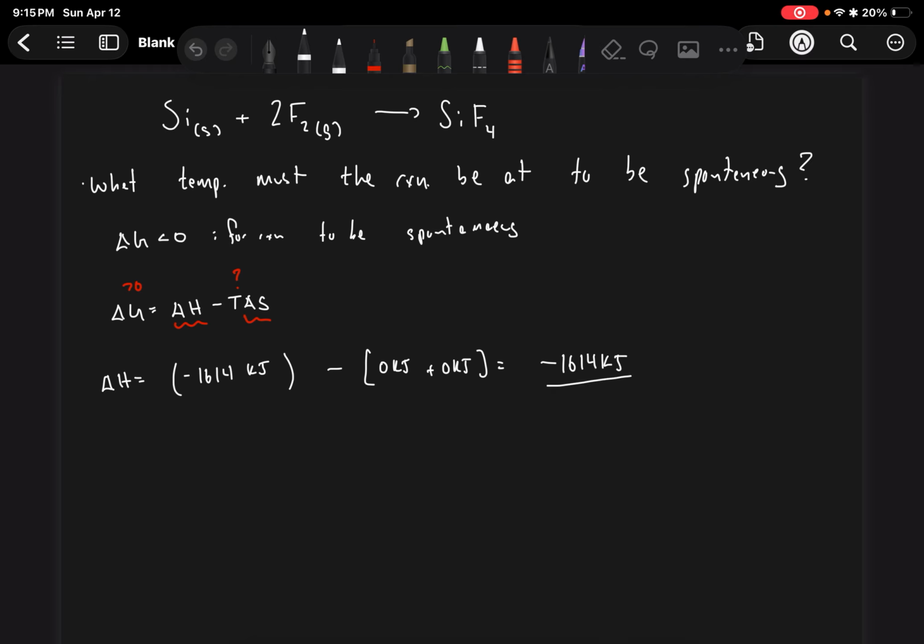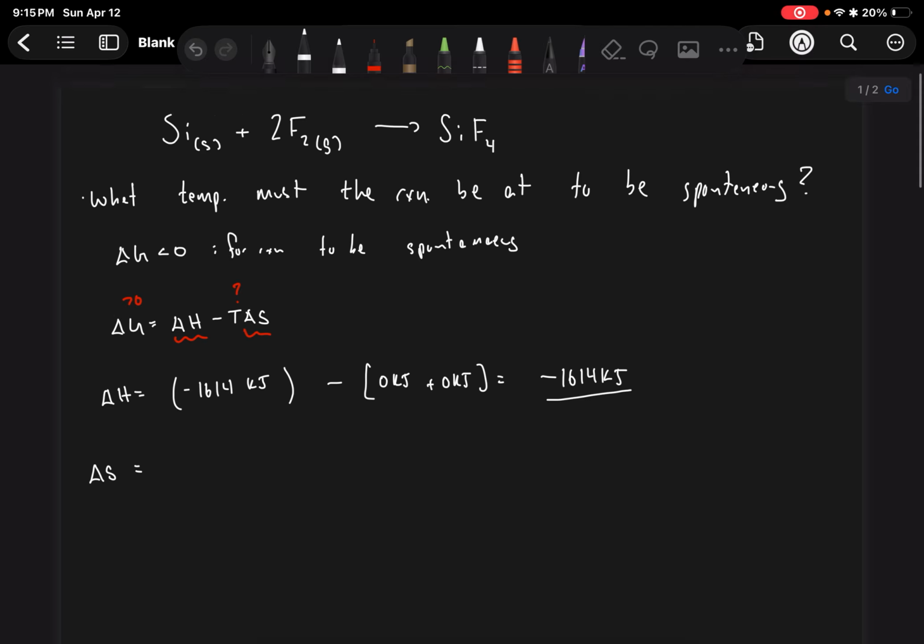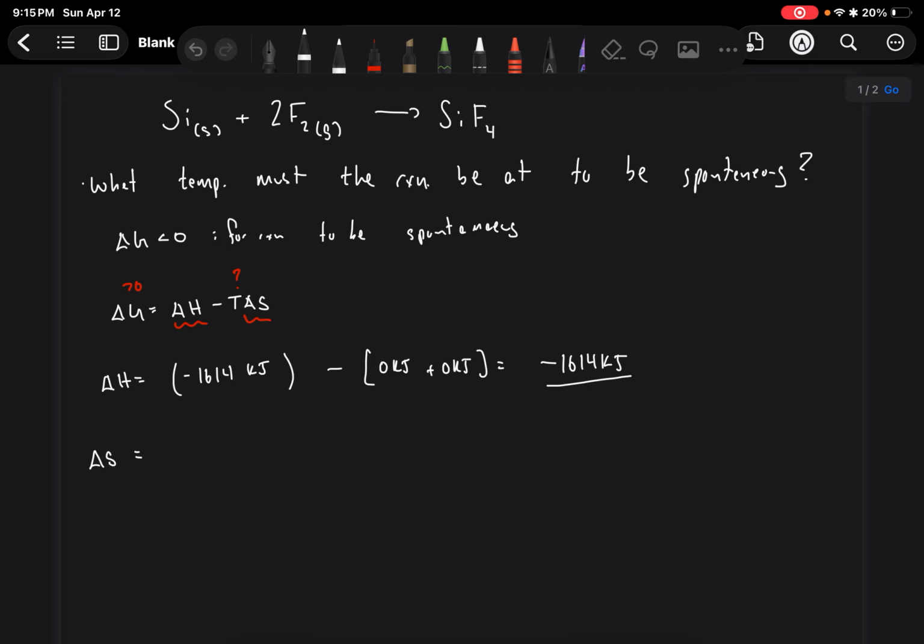So that's step 1. Step 2 is to find change in S, which we'll do right now. So SiF4, what is the change in S going to be? Silicon tetrafluoride, I think, right? S is 282.4 joules per Kelvin. So that's our products.